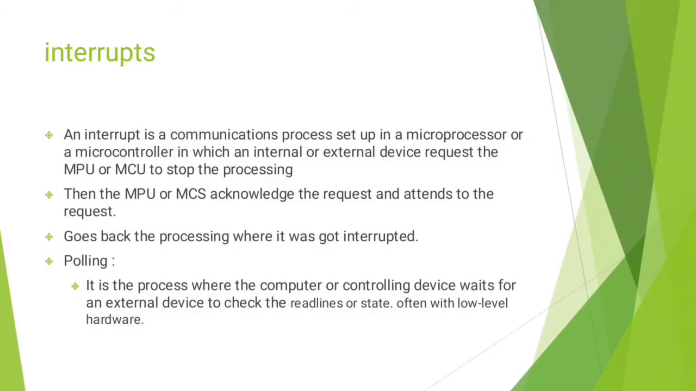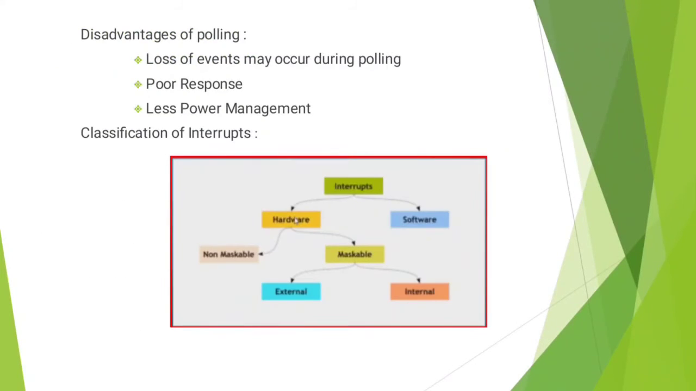What is polling? It is the process where the computer or controlling device waits for an external device to check the read lines or state, often at a low level or hardware. So the disadvantages of polling are: loss of events may occur during polling, the response may be poor, and power management is less.